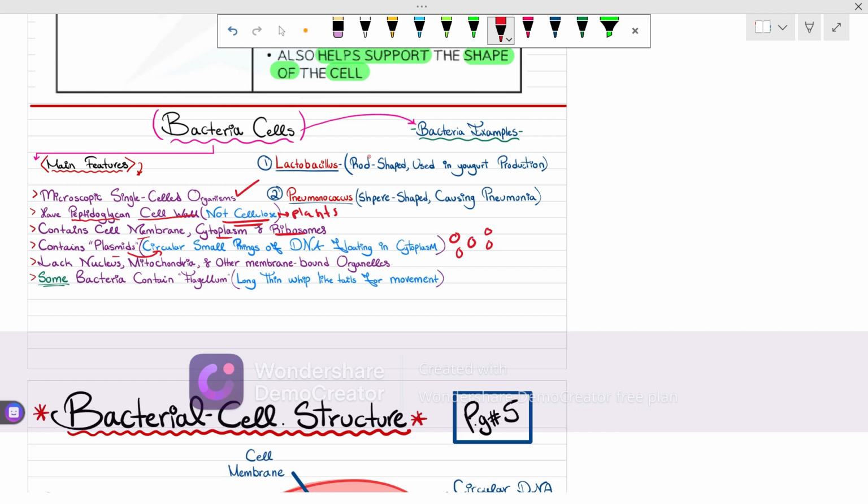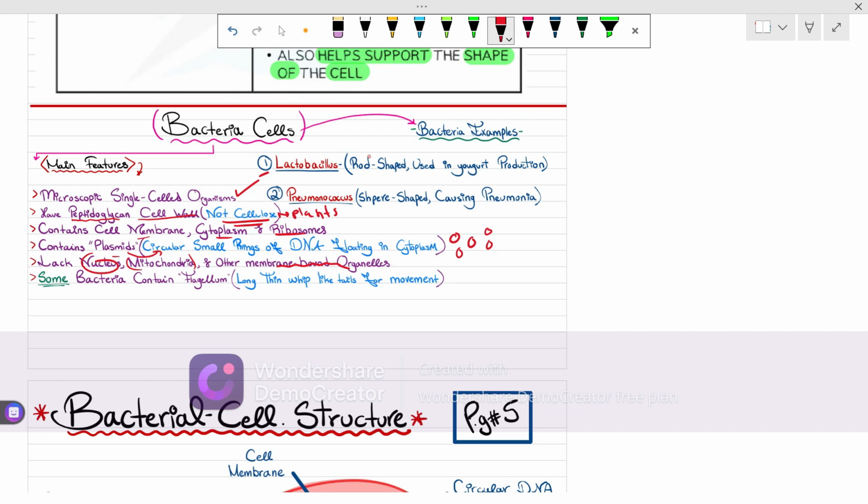They look something like this. Some bacteria contain a flagellum or flagella. It's a long, thin, whip-like tail for movement. And bacterial cells lack a nucleus, mitochondria, and other membrane-bound organelles.